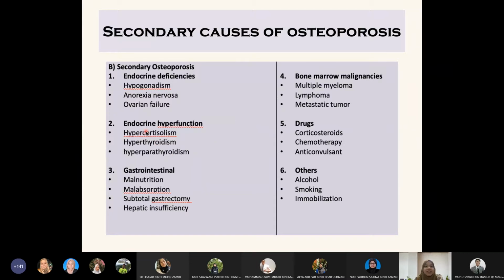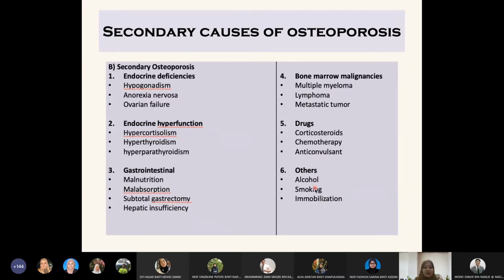By the way, if certain hormones are in excess, like cortisol, thyroid hormone, and parathyroid hormone, all these hormones will actually increase bone resorption. So it will lead to osteoporosis. And malnutrition, malabsorption, and gastrointestinal disorders will cause you to be malnourished, so less vitamin D and less calcium will be absorbed. Okay, and then bone marrow malignancy and certain drugs will also increase bone resorption.